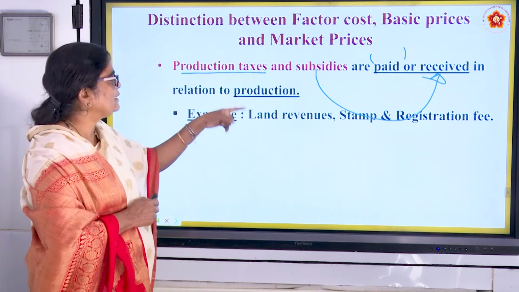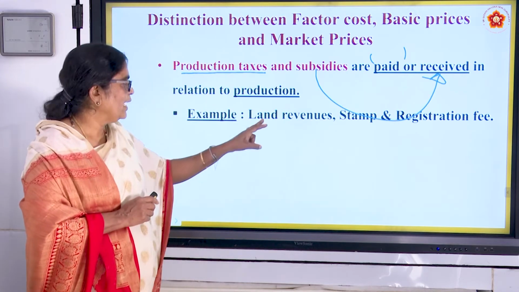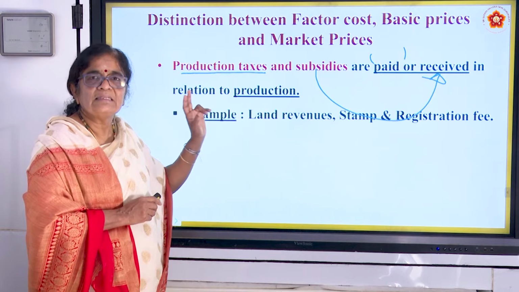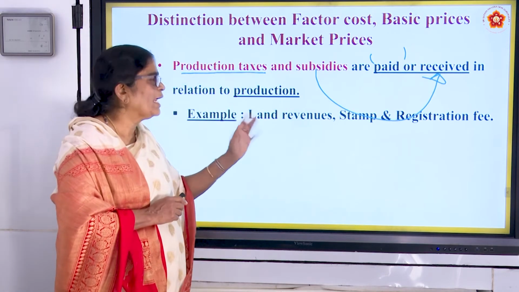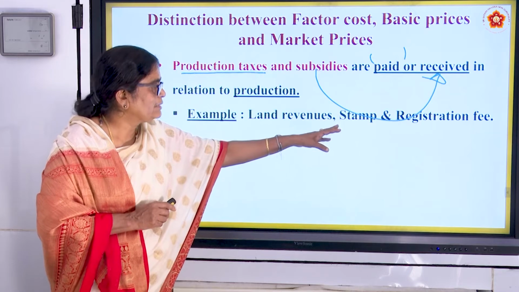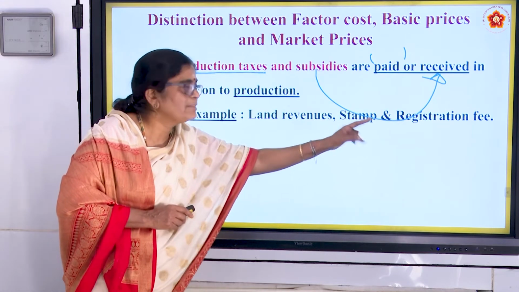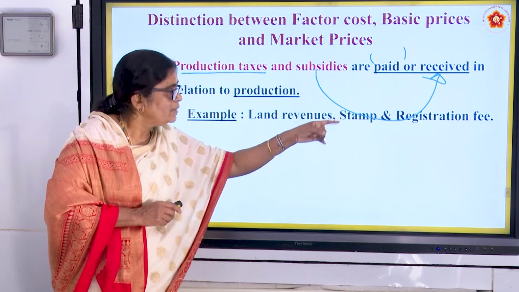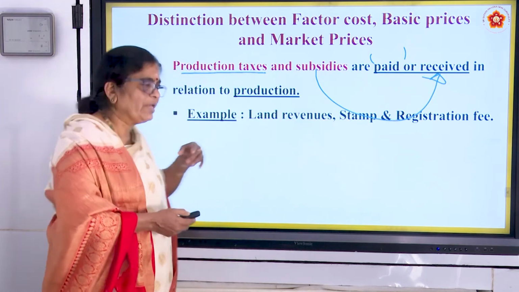Examples for the production taxes: land revenue, stamp and registration fee. I told you land revenue means the tax levied on land. It is a fixed amount. It is on land, not on the volume of production. And the stamp fee varies from state to state. And the registration fee is also 1% of the total property value.